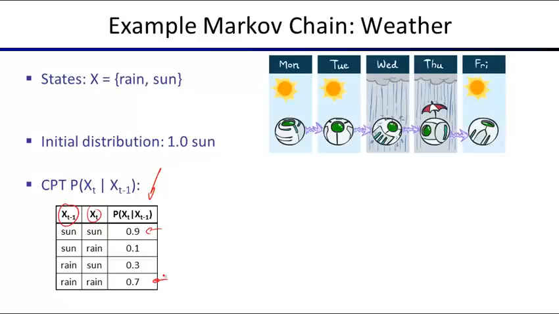Here's an example of what could be a temporal process that happens. You start with sunny, sunny again on the next day, then rainy, and then sunny again.